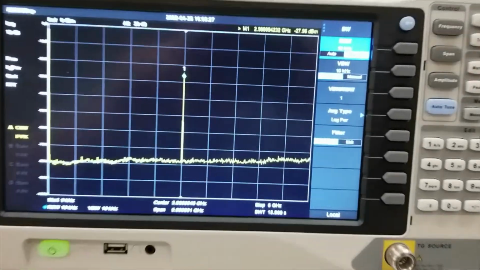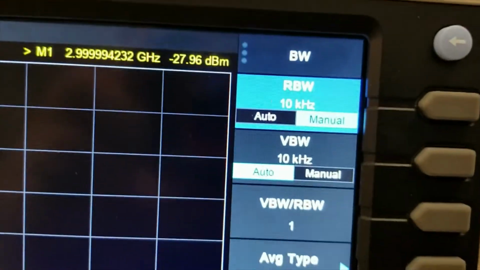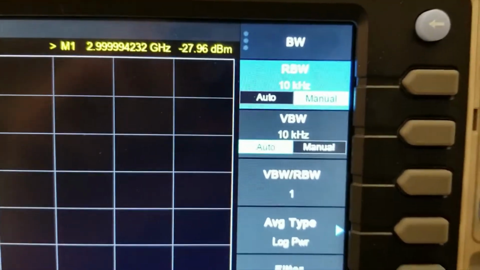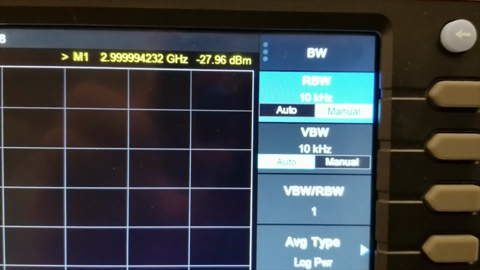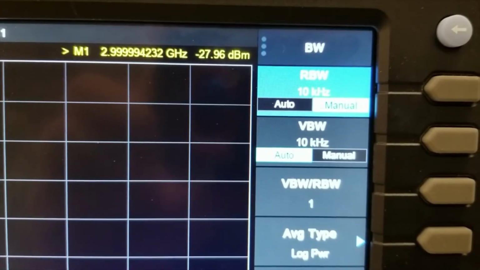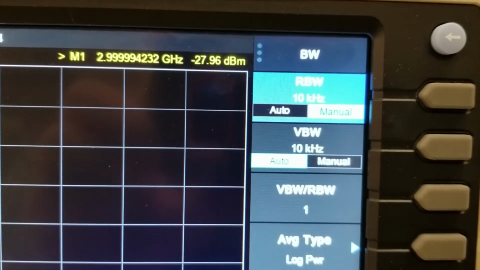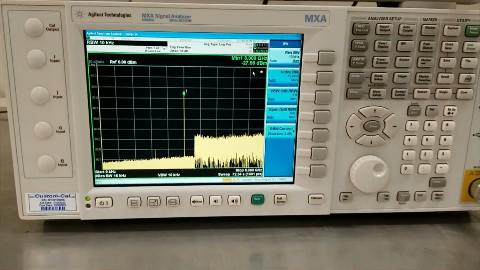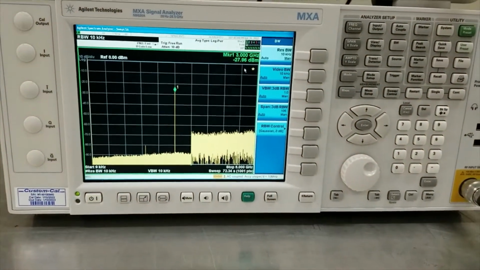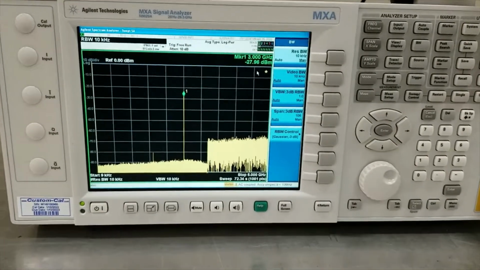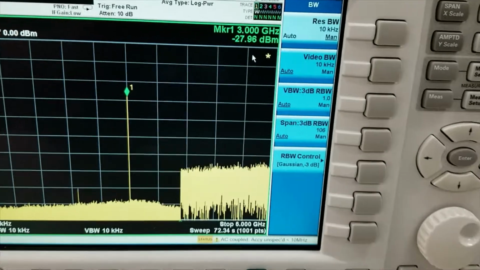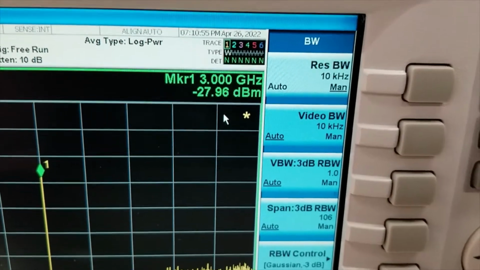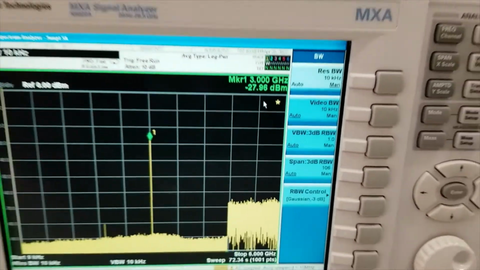For accuracy, we did a peak search, and the RESA 7G is showing negative 27.96 dBm at a frequency of 2.9999942 gigahertz. And now that the N9020A has finally gotten past the 3 gigahertz marks, we can see that we are seeing a level of negative 27.96, making that a difference of 0.02 dBm between the two units.